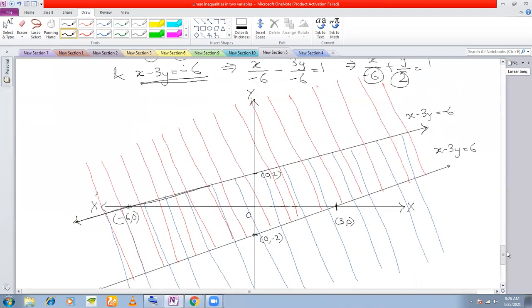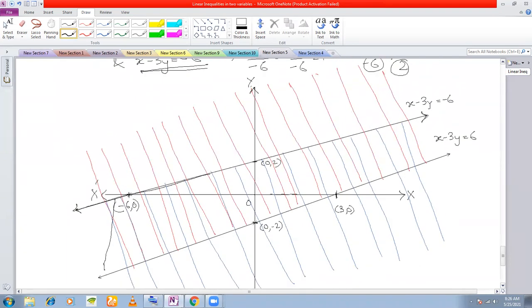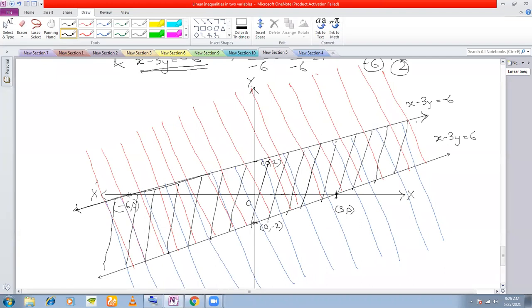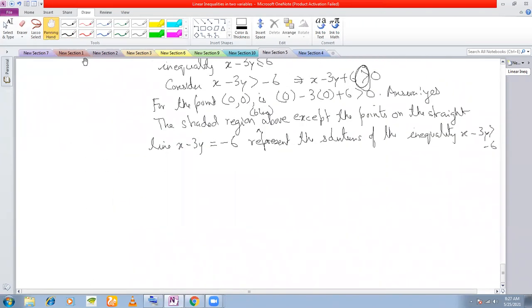Now, what is the common shaded region then? Again, between these two parallel lines, right? But this time, what will be the solution? All the points between the two parallel lines that have been shaded above except the points on the line x minus 3y is equal to 6, right?